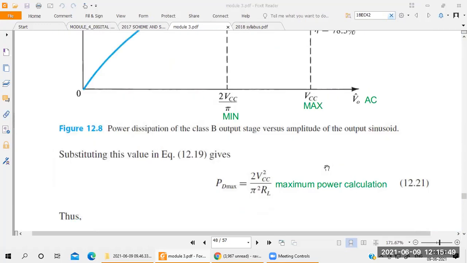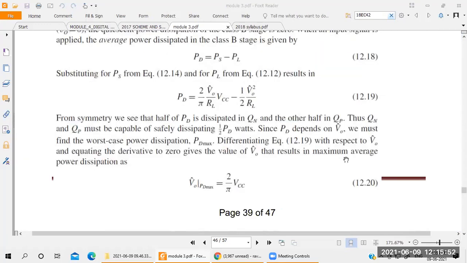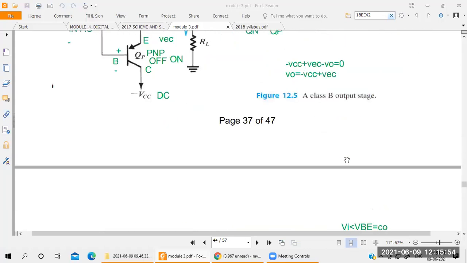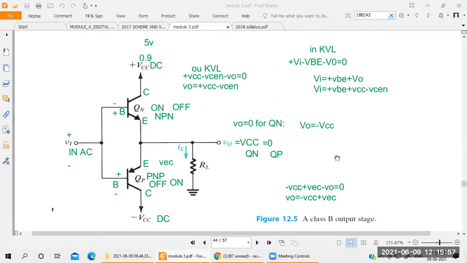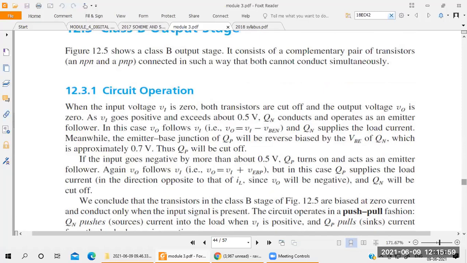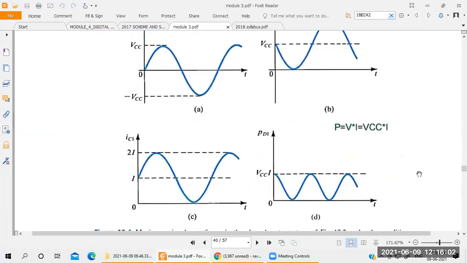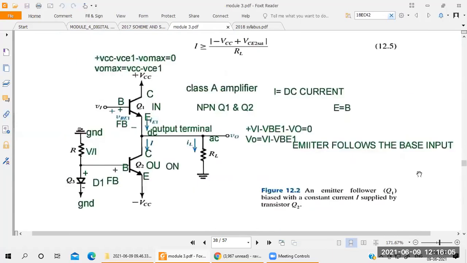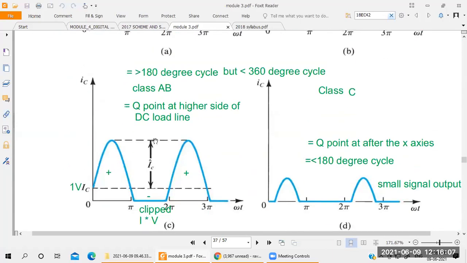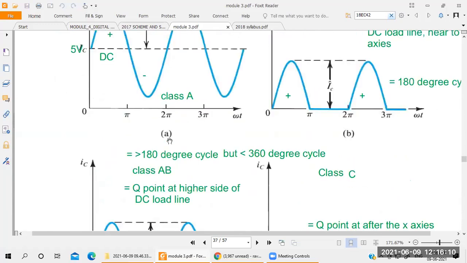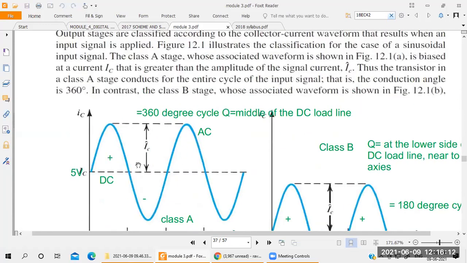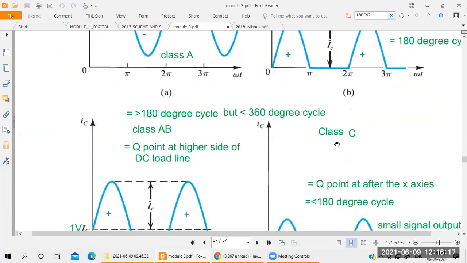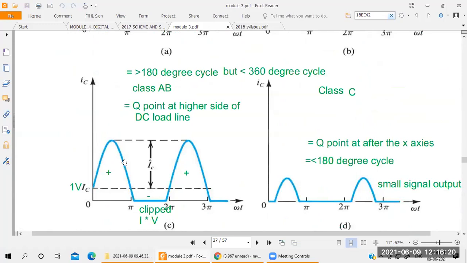See this waveform. Before only I told, right? What are the different waveforms for the different power amplifiers? Have you seen that one? In the first class only I told, right? See, this is the class AB output. Okay, what is the class A here? You get a full cycle, that is a 360-degree cycle. Class B means you get a half cycle. Class AB means you get greater than 180 but less than 360.